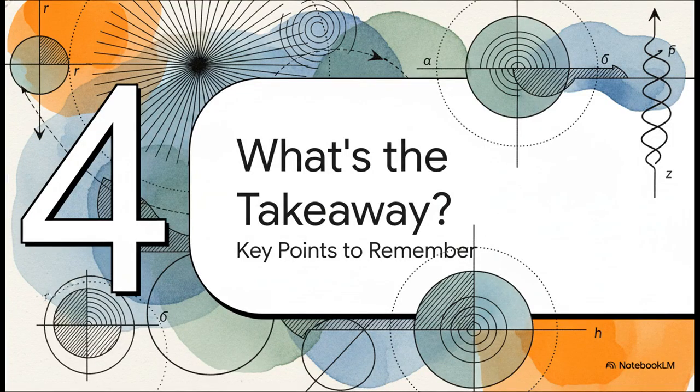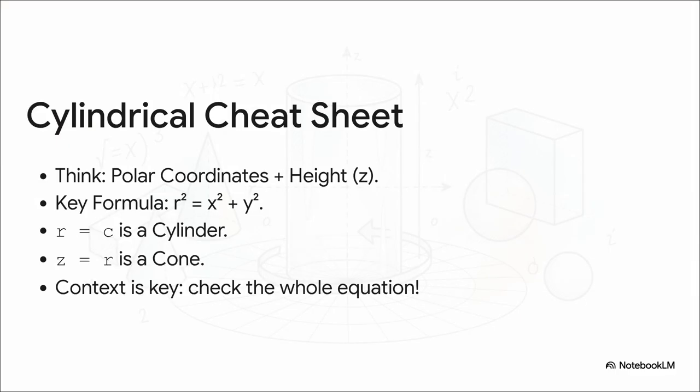So after all of that, what are the absolute most important things you need to walk away with? Let's boil it all down to the essentials. Here's your cheat sheet. First, the big idea: always just think polar coordinates plus a z for height. The formula you will use over and over and over again is r squared equals x squared plus y squared. Know your basic shapes. R equals a constant is a cylinder. Z equals r is a cone. And the biggest rule of all, context is everything. Always look at the entire equation before you decide what shape you're dealing with.